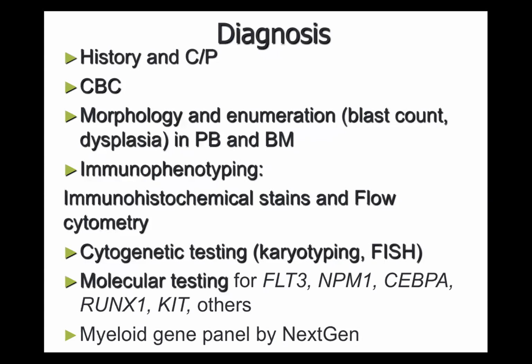Flow cytometry has the benefit of being much faster than the immunohistochemical stains. You get it within an hour or two. And there are different panels depending on the clinical picture and the suspicion. There's an acute leukemia panel in this case.